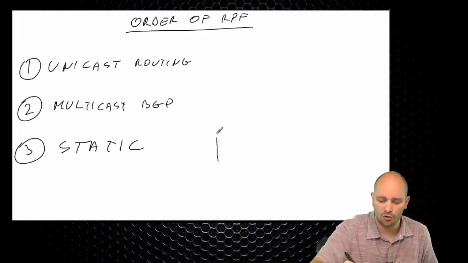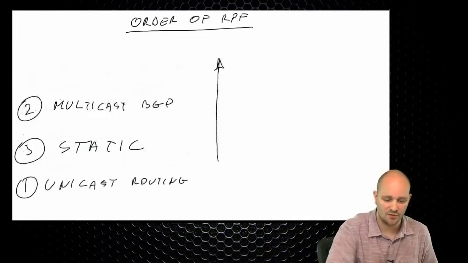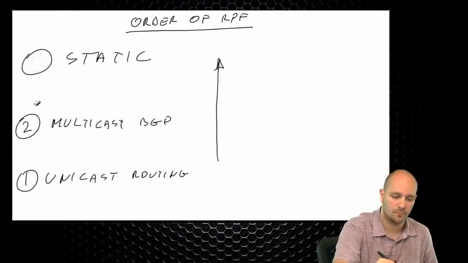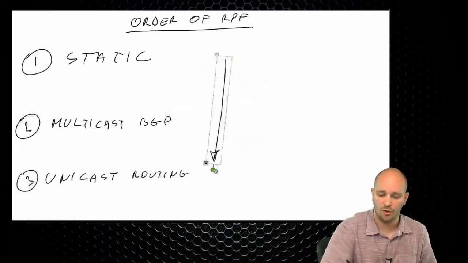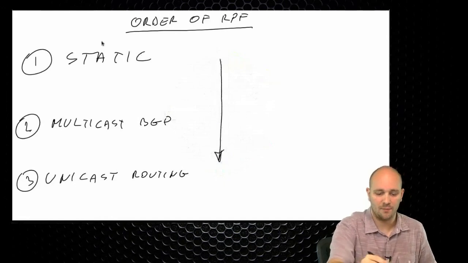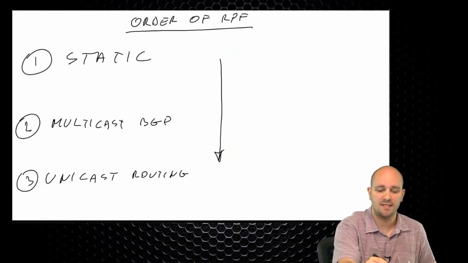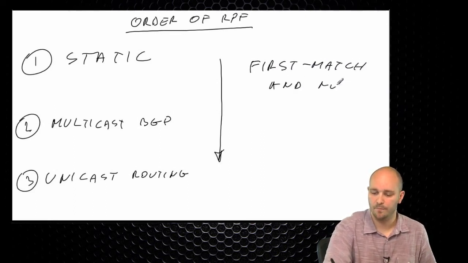But the problem is that the order is actually this way. So it is, again, upside down. Unicast routing is last, static is first, multicast BGP is in the middle. So here, 1, 2, 3. This is the order of preference. That means that static will win over multicast BGP, which will win over unicast routing. But it's important that it's a first match rule and not the most specific match.